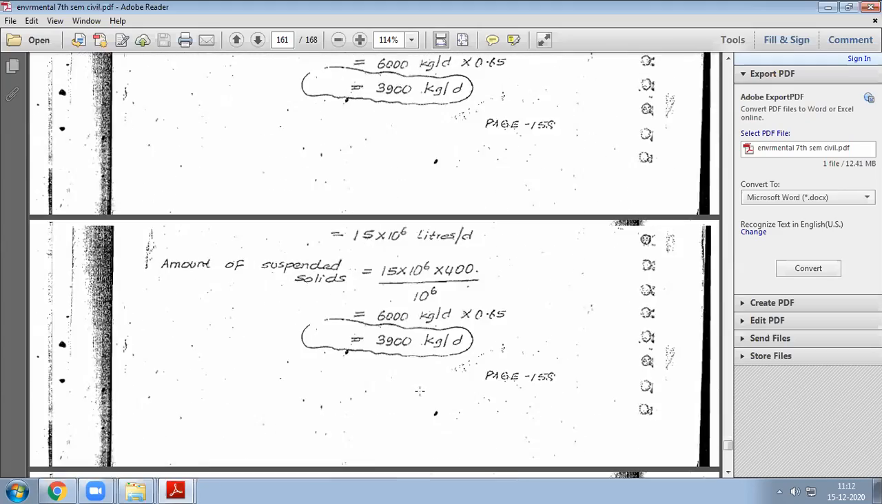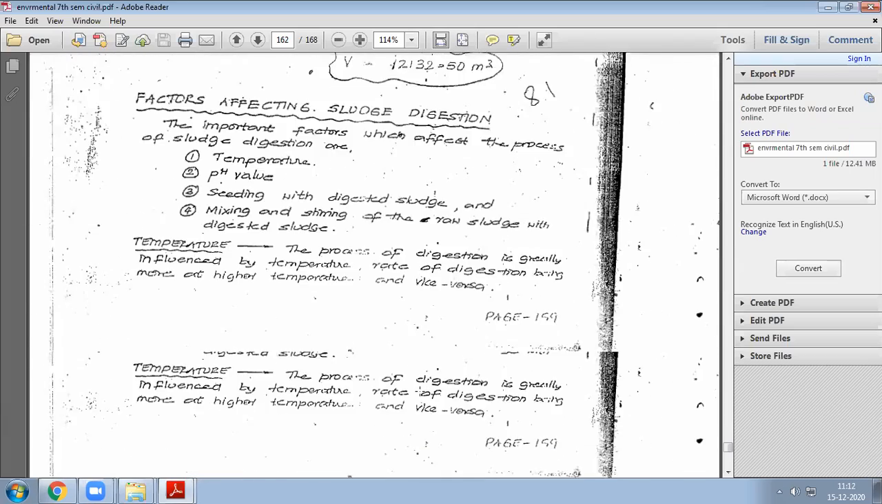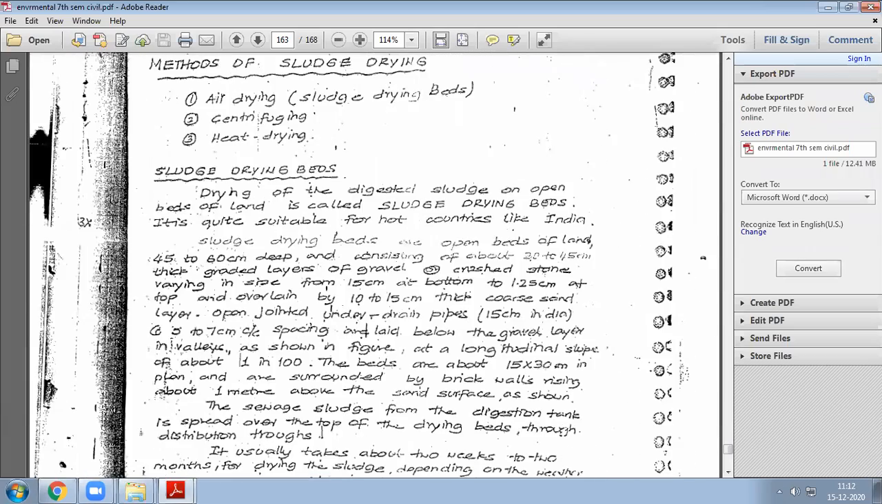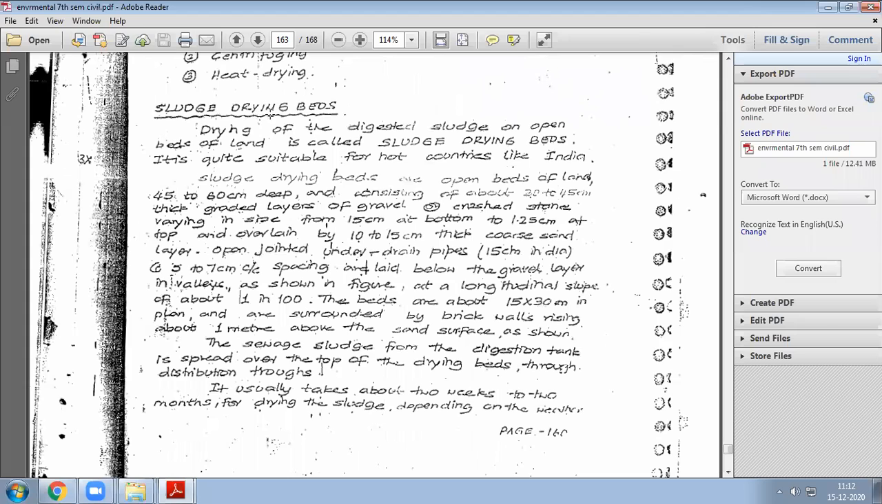Okay, so one more concept you have is called sludge drying beds. So this is the sludge drying beds. All sludge will be coming out, right? So what they will do here, they try to keep it in a field and try to dry it. Especially this is from the clarifier, primary clarifier. Some sludge will be coming out. They will try to dry it in a field.